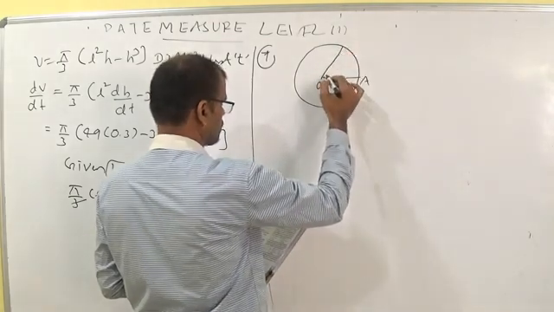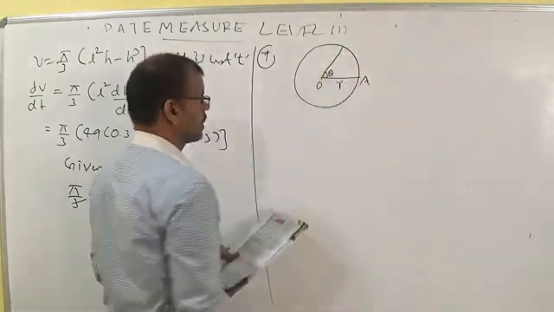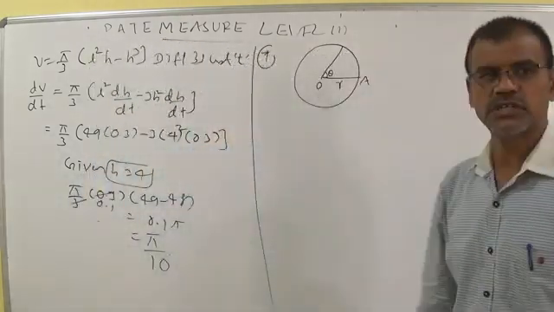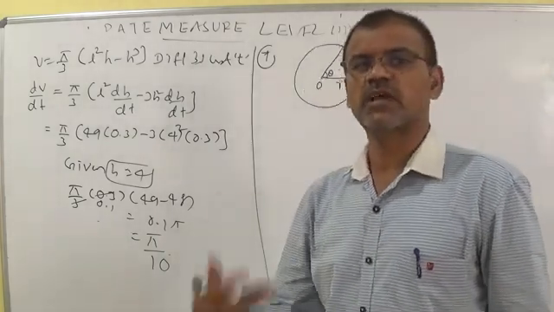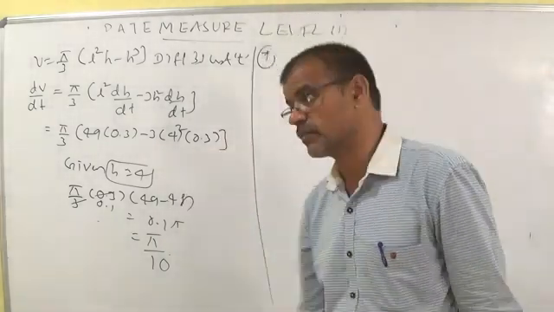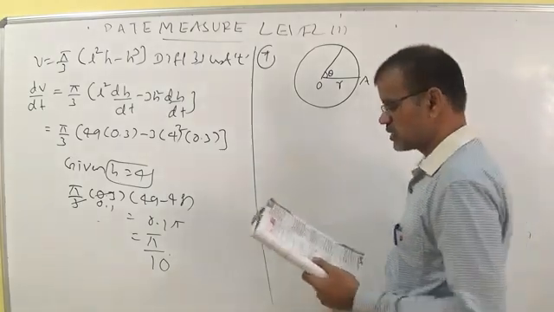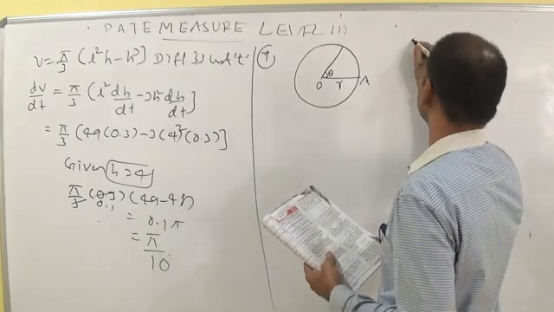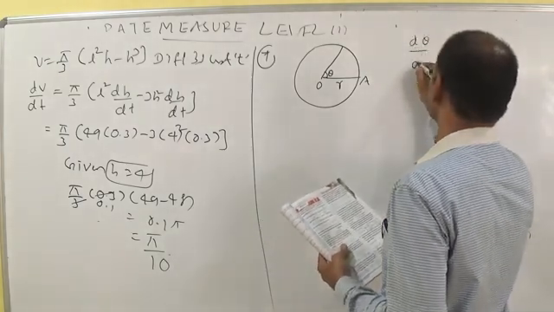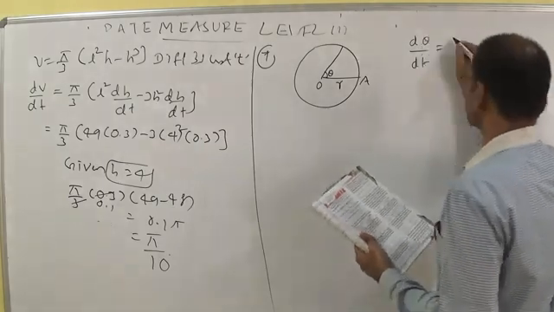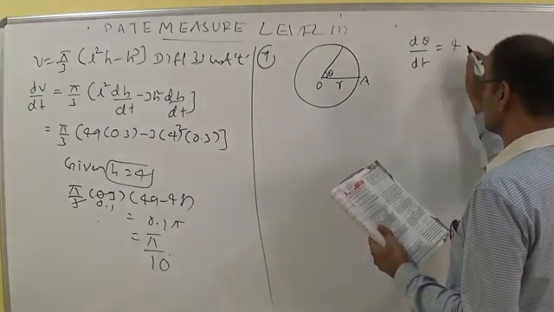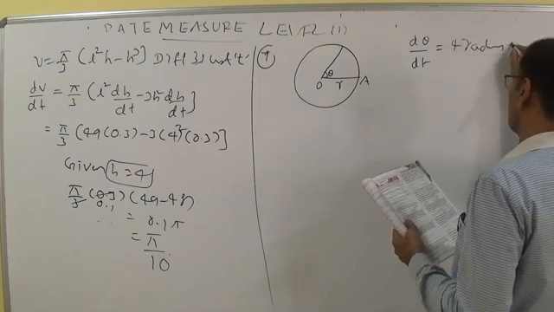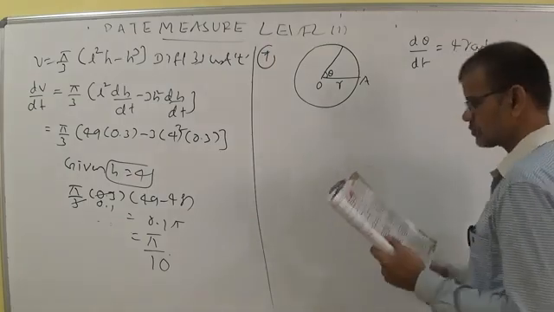Angular velocity. Yesterday we discussed angular velocity: the angle made with the positive direction of the x-axis. Whenever radians per second is given, you should understand that angular velocity is given as d theta by dt, which is equal to 4 radians per second.